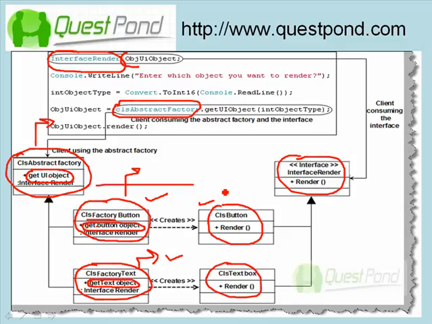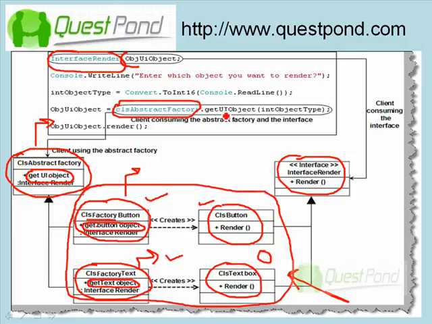So thus we have completely decoupled these core four classes from the client code. If we add one more class over here, a concrete class like, let's say, CLS list box, we don't need to recompile the client. If we add one more factory class here, we don't need to recompile the client. So these two classes stand like a decoupling barrier between the client code and the concrete classes.